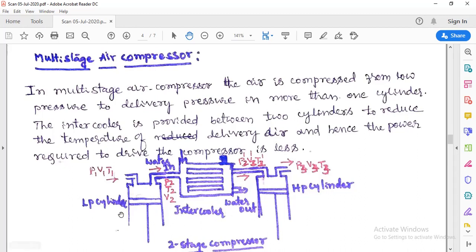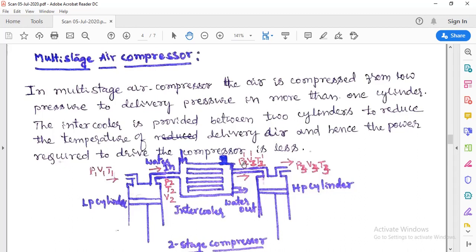So this is the LP cylinder. Here the air enters into the cylinder with pressure P1, volume V1 and temperature T1. After compression, its pressure will be increased to P2, temperature will be increased to T2 and volume will be decreased to V2. At pressure P2, temperature T2 and volume V2, the air enters into the intercooler. This intercooler will reduce the temperature of the air coming out of the LP cylinder to the initial temperature, so that the air coming out of the intercooler has pressure P2 dash, volume V2 dash and temperature T2 dash.